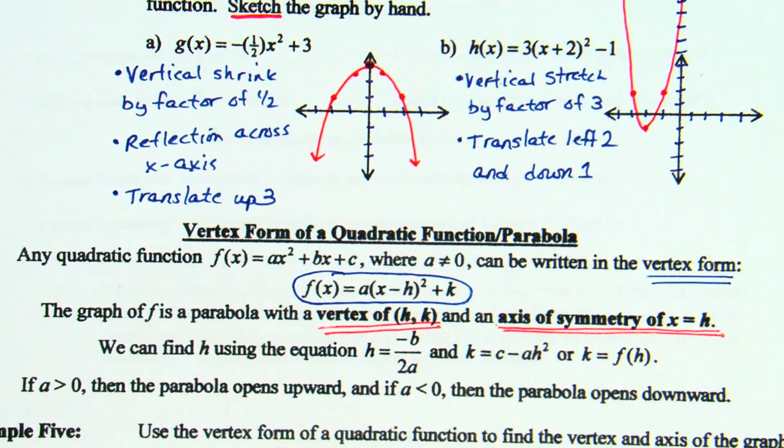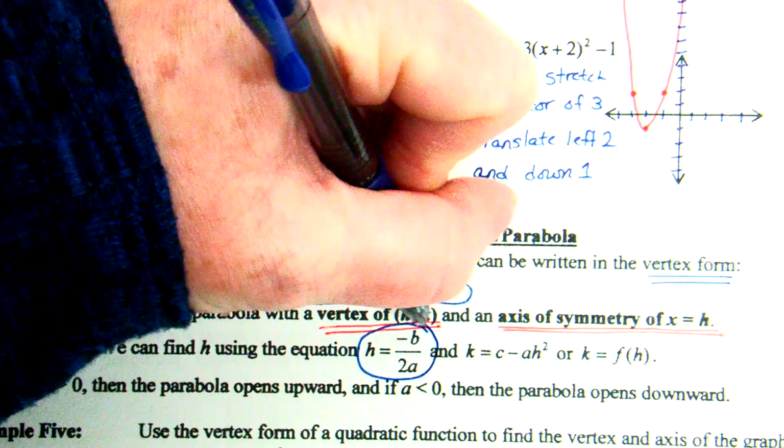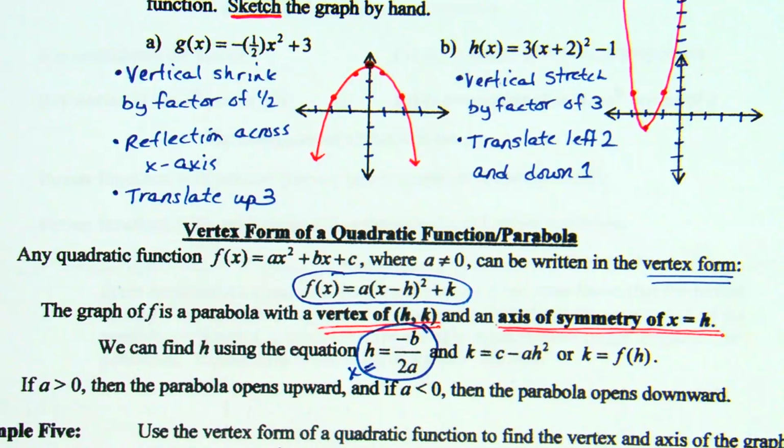When finding h, which keep in mind, h is also your axis of symmetry, we can use this formula here. So h equals negative b over 2a. Instead of h equals, you will often hear me say x equals negative b over 2a because our axis of symmetry starts x equals. So you can think of it as x equals or h equals. Both work. But that formula is your axis of symmetry, and that's when we find h.